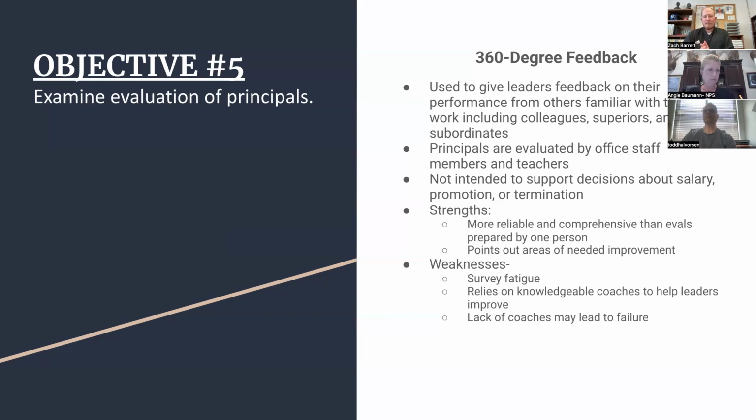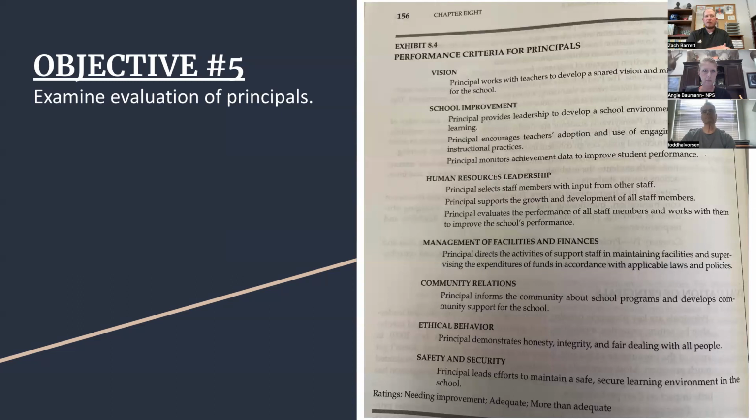And the weakness here is survey fatigue. People get tired of filling out evaluative tools for the principal, and it relies on knowledgeable coaches to help leaders improve. It's one thing for principals to realize that their communication is lacking. It's another to have somebody coach that principal through how to improve their communication skills. And that's the big thing: lack of coaches may lead to failure here. And then on this page, it just shows the performance criteria for the principals, all the different facets of what they need to cover. And then the ratings go: needs improvement, adequate, more than adequate.